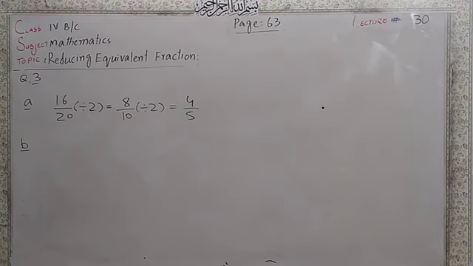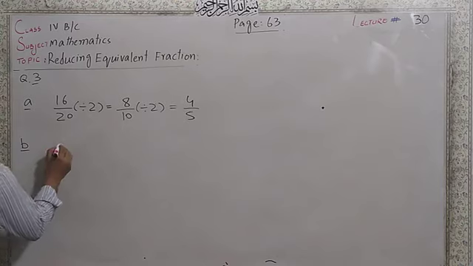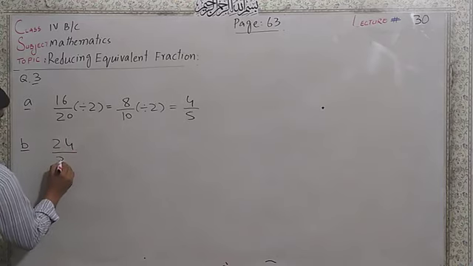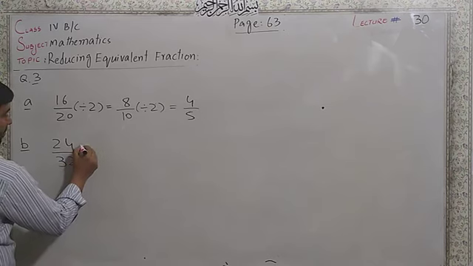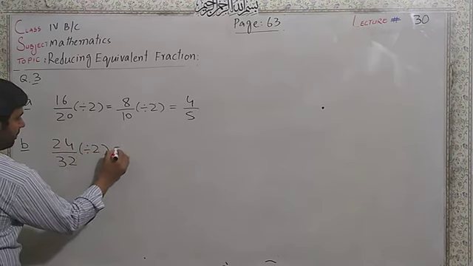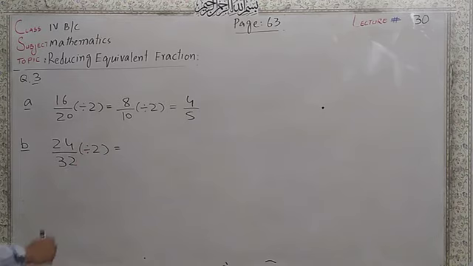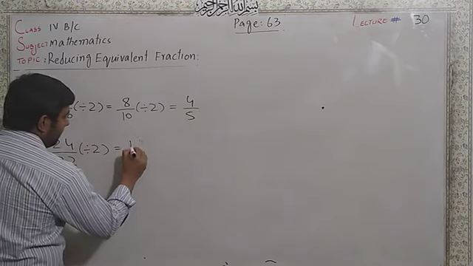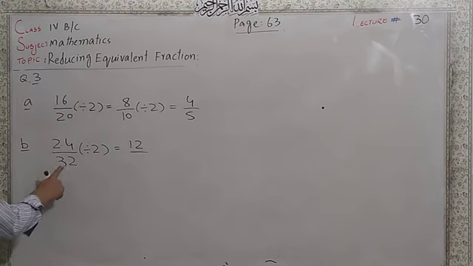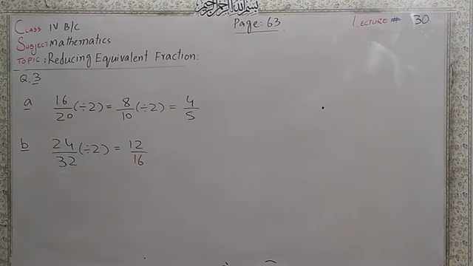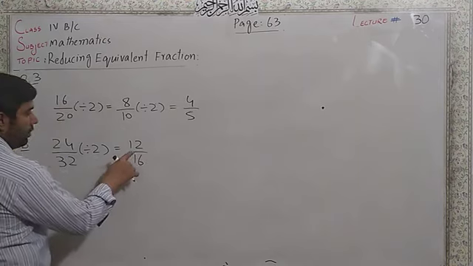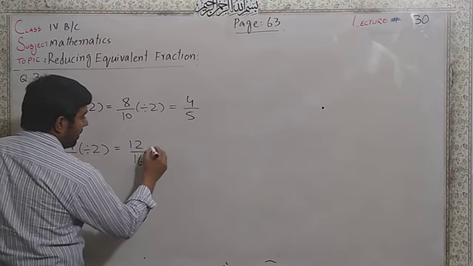B, 24 over 32. You see that this is 24 and this is 32, and we can divide both these numbers by 2. 24 divided by 2 will be 12. 32 divided by 2 will be 16. Okay? Here you can see that this is 12, this is 16. We can divide more with 2.